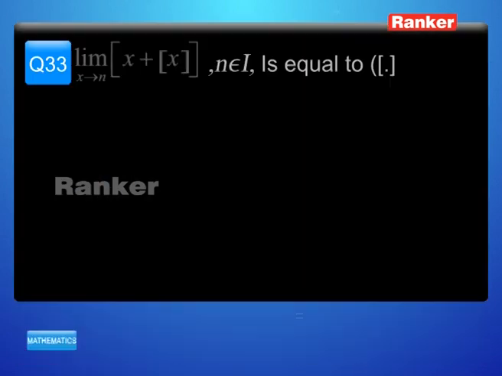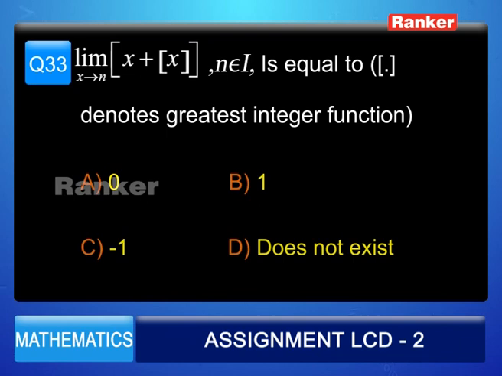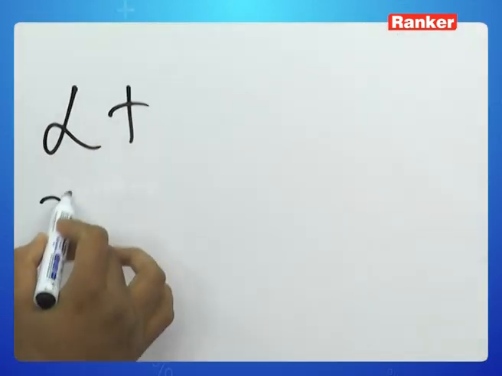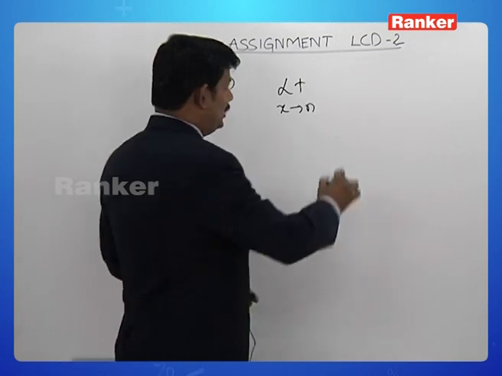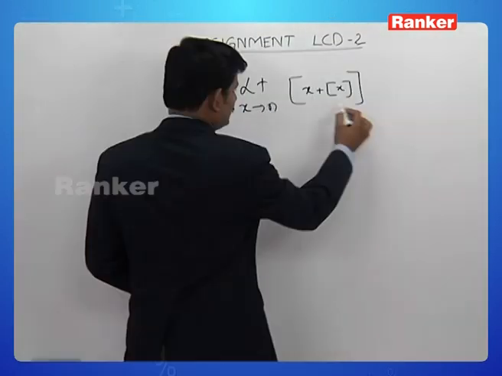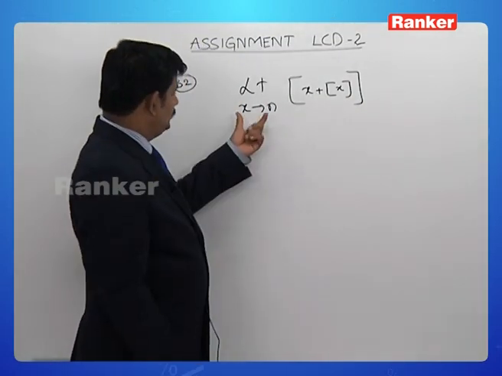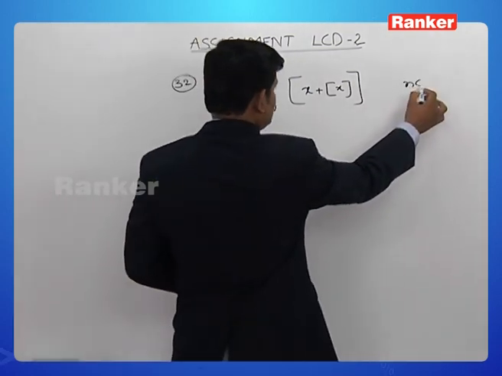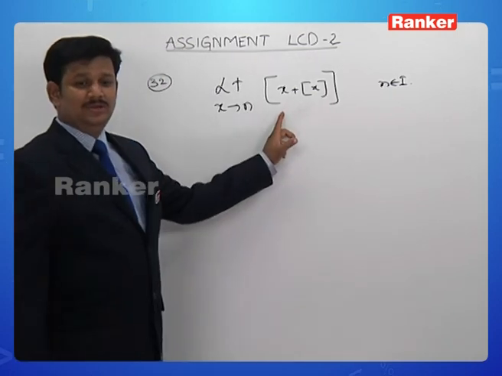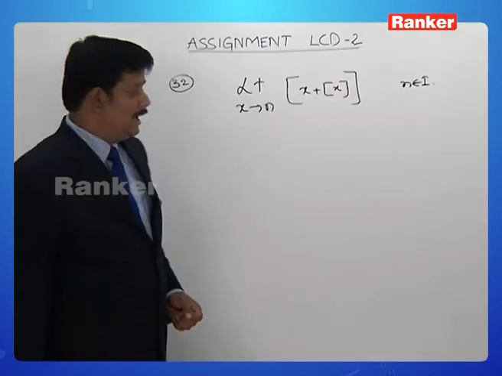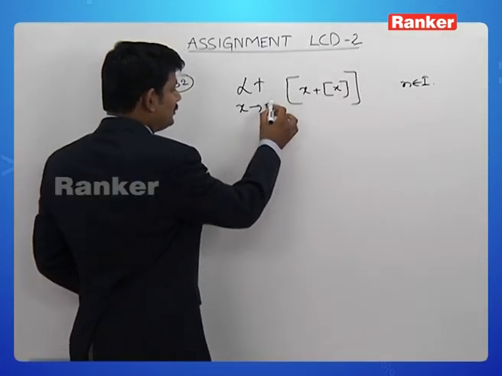Next question, limit x extending to n of integral part of x plus integral part of x where n is an integer. We need to evaluate limit x extending to n of greatest integer part of x plus greatest integer part of x. Now, as x tends to n where n is given as an integer, we need to evaluate this limit. So, let us evaluate left hand limit and right hand limit separately.